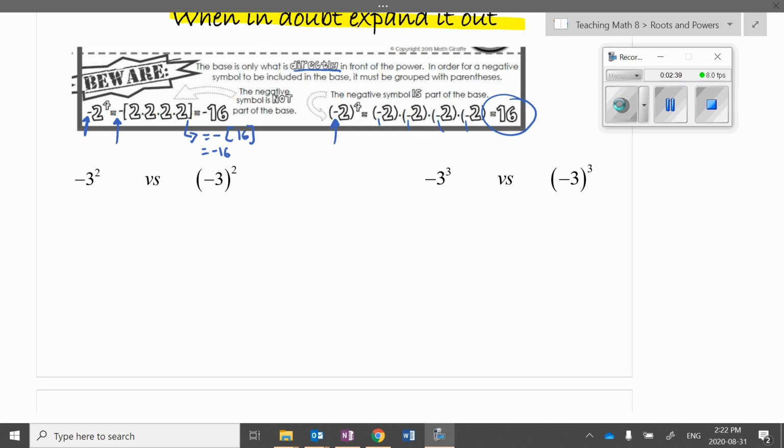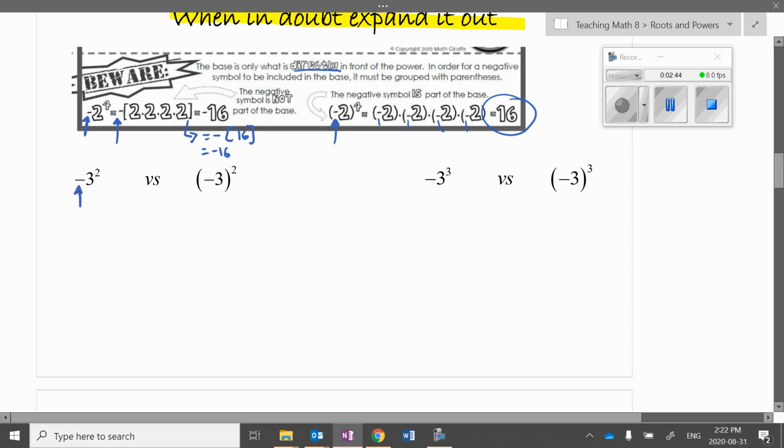So in this first one, negative 3 squared, that negative is not directly attached. You could almost think of this as subtracting 3 squared. Well, 3 squared is the same thing as saying 3 times 3, so then I would get negative 9. Versus on this one, I have negative 3 times a negative 3. Negative times a negative gives us a positive 9. Remember, you don't always have to write the positive sign. You could just write 9. Positive is implied.